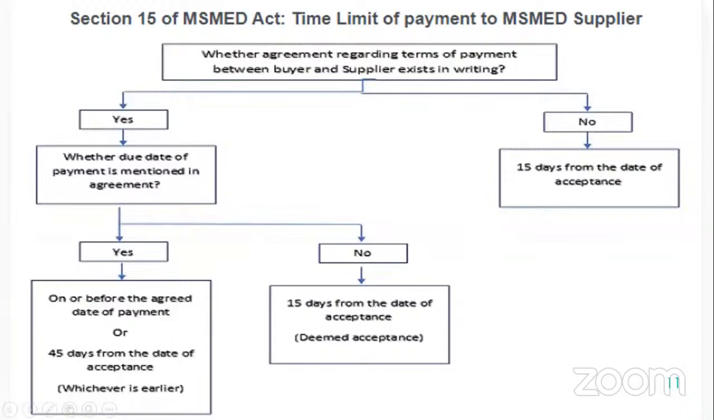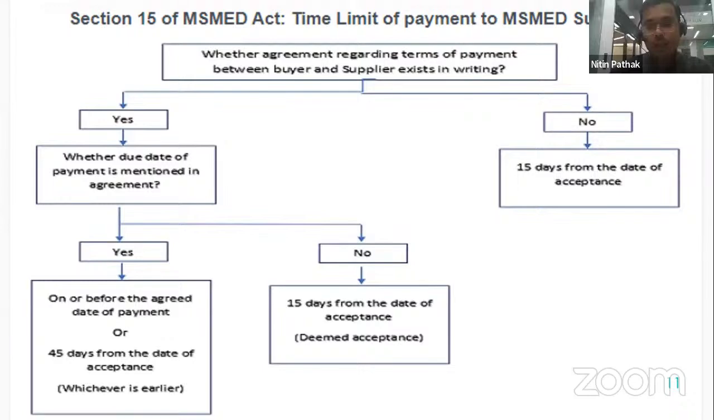Section 15 of the MSME Act specifies the time limit for making payment to an MSME. First, check whether an agreement regarding the terms of payment exists in writing between the buyer and supplier. If yes, check whether the due date of payment is mentioned in the agreement or in the invoice. If yes, then on or before the agreed date of payment or 45 days from the date of acceptance, whichever is earlier, the buyer needs to make payment to the supplier.